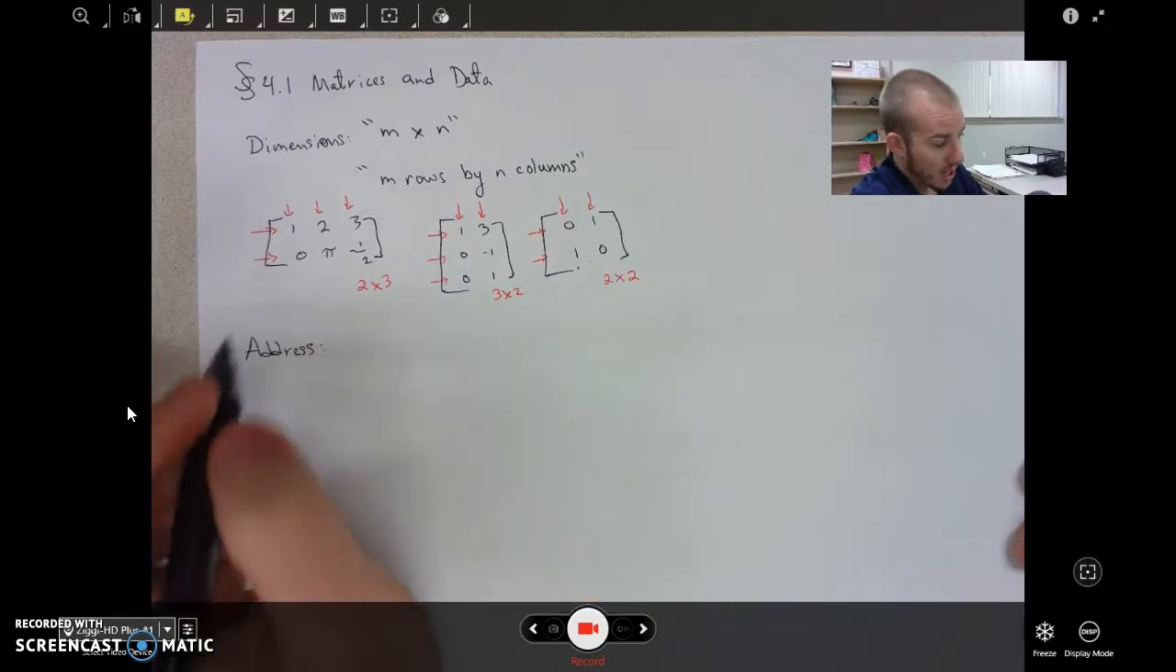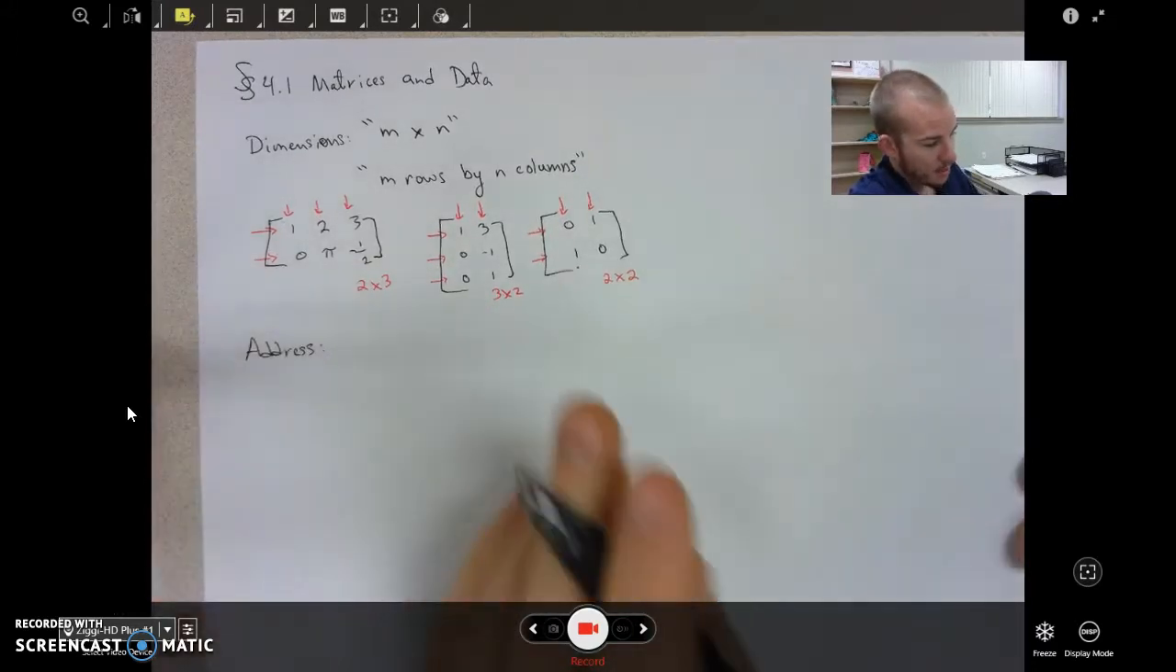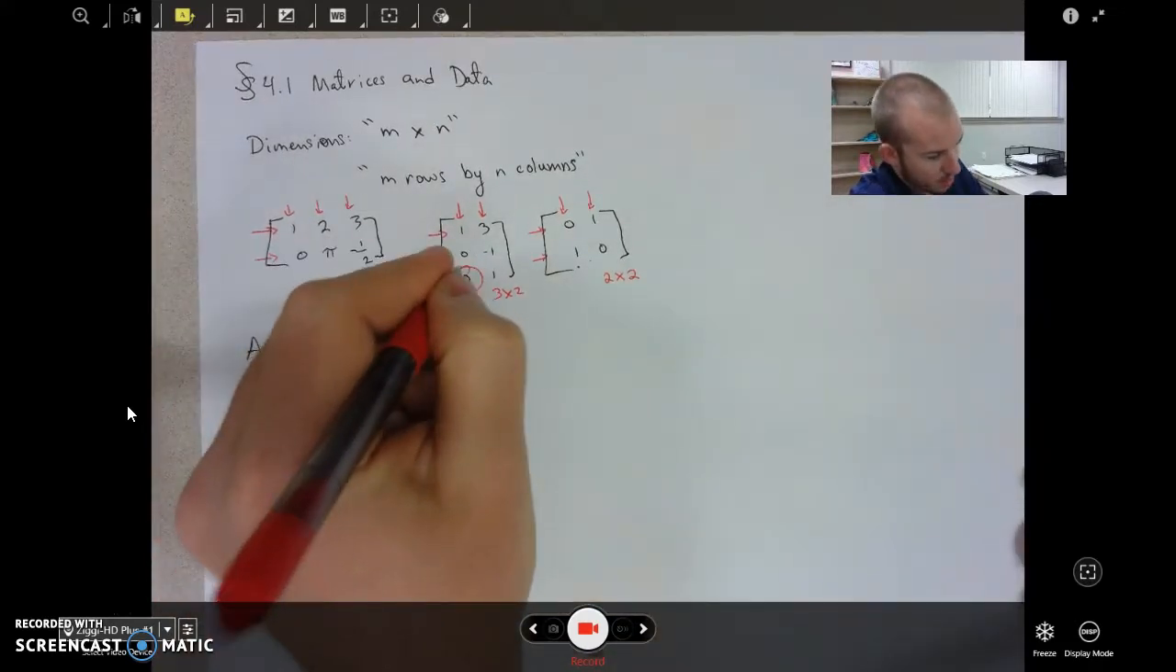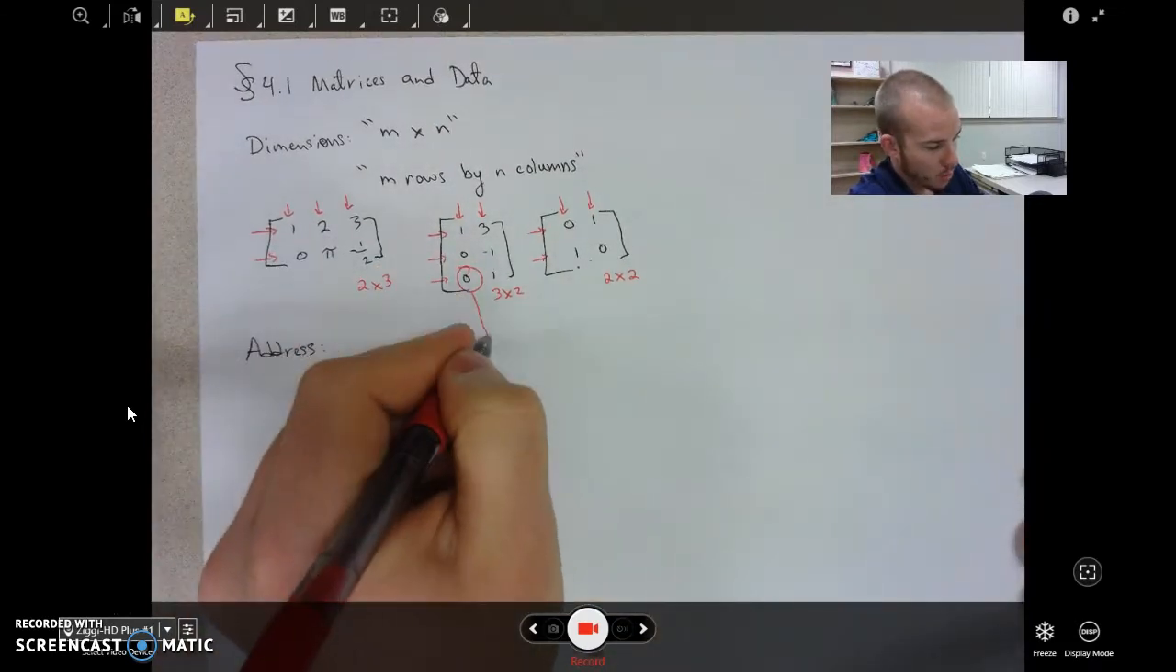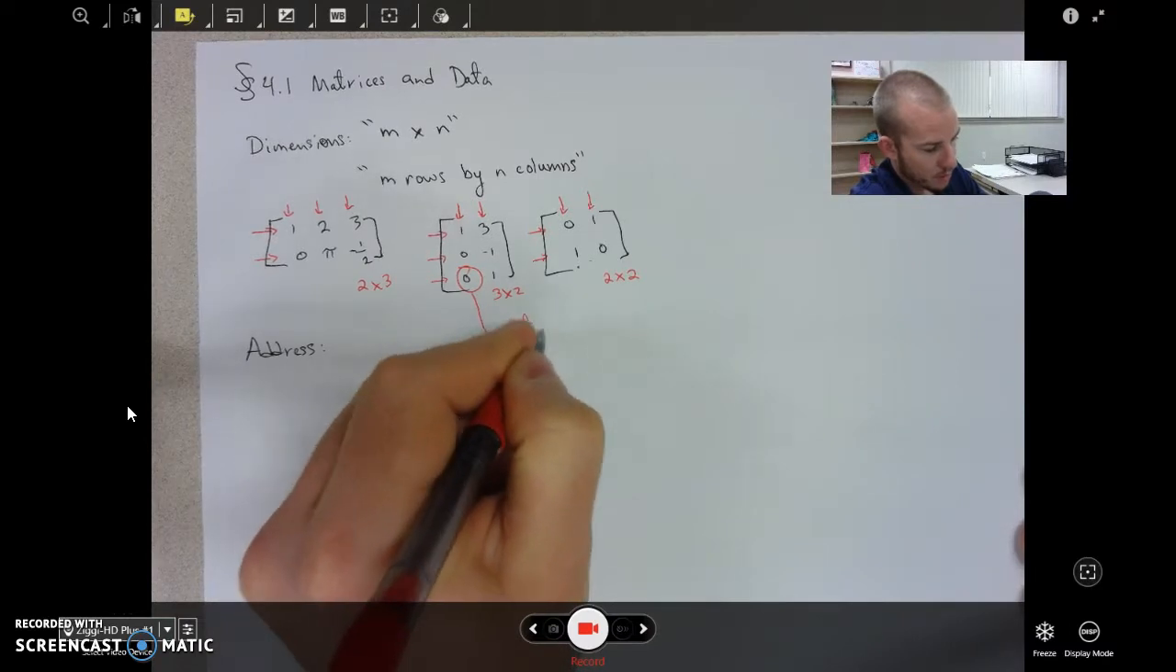But the address is the location. So if we check this out, this right here is an entry. So we're going to see, well, what is the address of this entry?